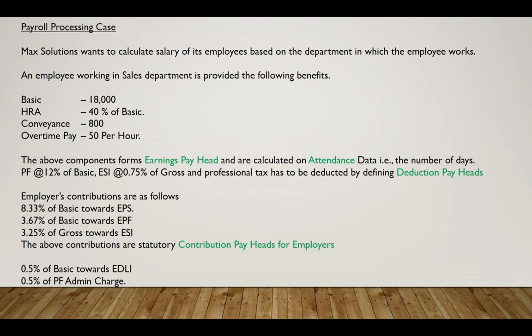is working. So the company has decided that for a given department, this will be the pay structure. For example, for sales department, the basic would be 18,000, HRA at 40% of basic, and so on. And similarly, for another department, let's say marketing, there will be a different pay structure. So here the organization is deciding the pay structure depending upon the department in which the employee works.